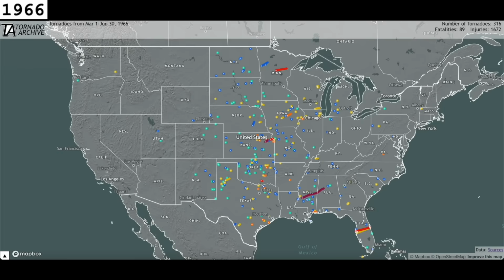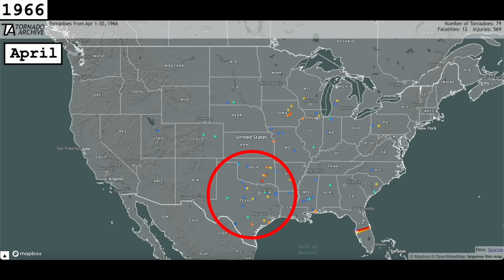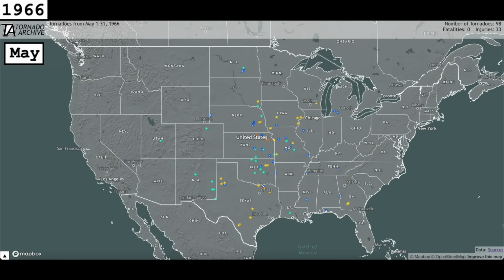Now remember, back in 1966, tornado reporting and surveying practices were much more rudimentary than they are now, so don't pay as much attention to the tornado counts for 1966, but rather focus on the areas where tornado activity seemed to be enhanced. March 1966 featured some typical southeast activity, as well as some early season activity in the Midwest. That seems to be a bit of a trend with these analogs so far. April saw quite a concentration of activity across Oklahoma and Texas, with some across the Midwest, and May had a pretty typical distribution of tornadoes across the plains with no real notable hotspots.